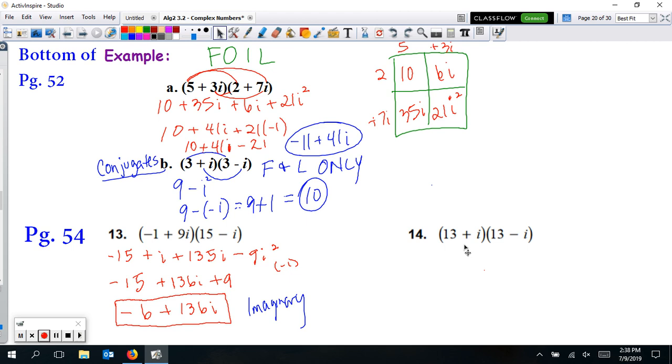Then for 14, maybe you noticed that it was conjugates, because that's what this is. 13 plus i, 13 minus i. It's the same thing except one's plus, one's minus. So you just have to do 13 times 13 and the i times the -i. So 13 times 13 is 169, and then that would be giving -i squared when you multiply these two, and i squared is -1, so it's 169 minus a -1, and that becomes a double negative, so this becomes a 170. So 169 plus 1 is 170, and that would just be a real number only, so you can label it real on this one.